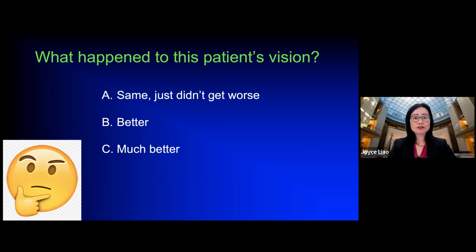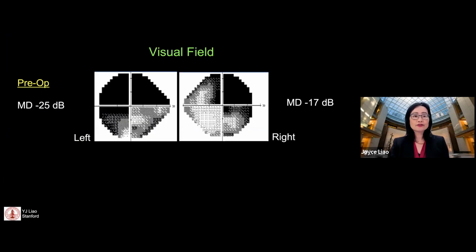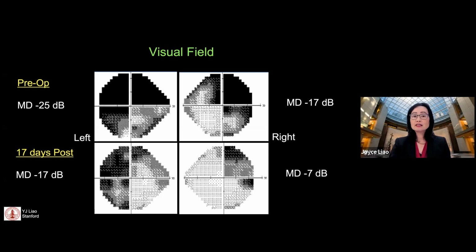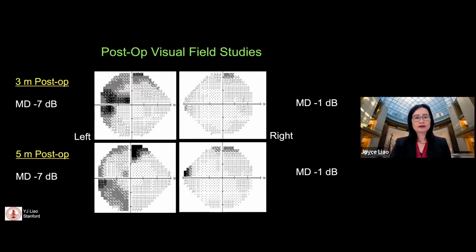For some patients, they just have the same vision. It's just that this treatment led them to not continue to get worse. Some patients could get better, and some patients could actually get much better. So in this case, this is her preoperative visual field test. And within 17 days after surgery, she was already much better. Within 3 months and then 5 months after surgery, the visual field continued to improve.